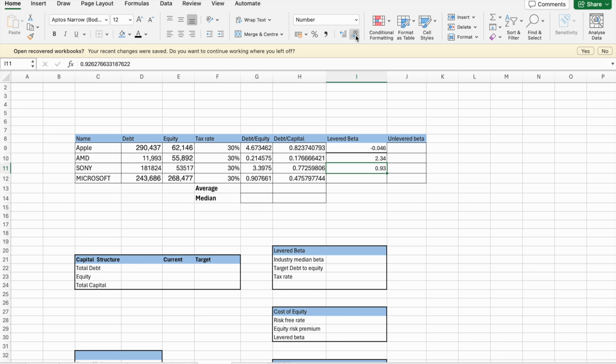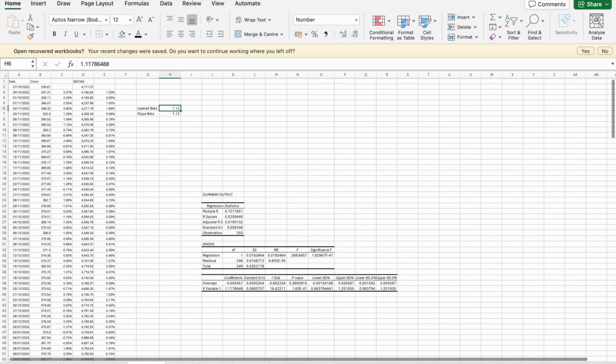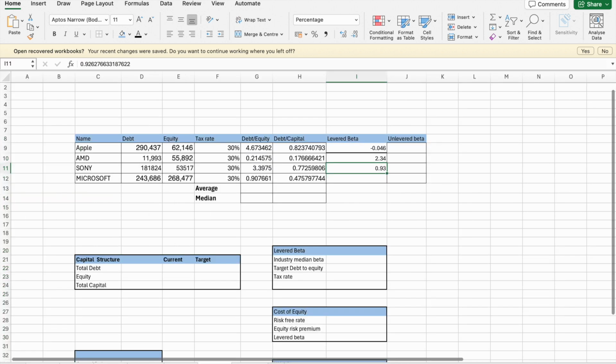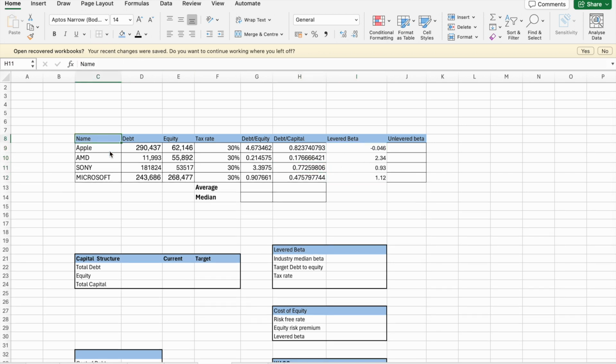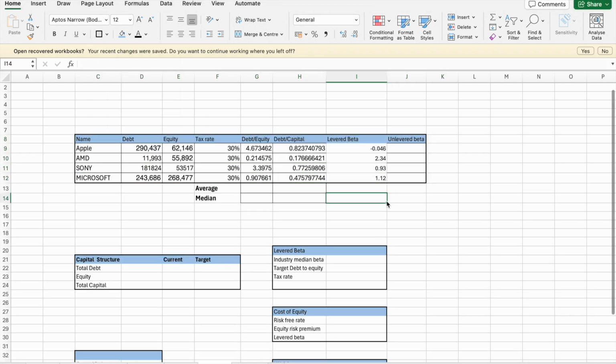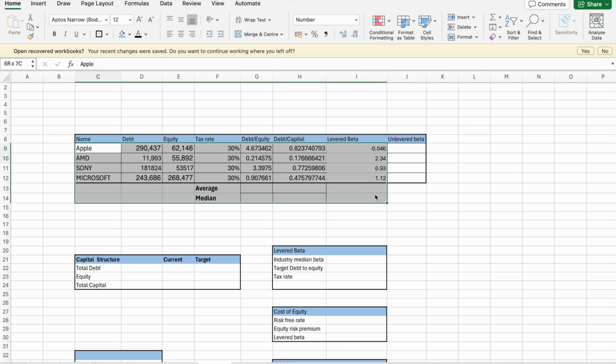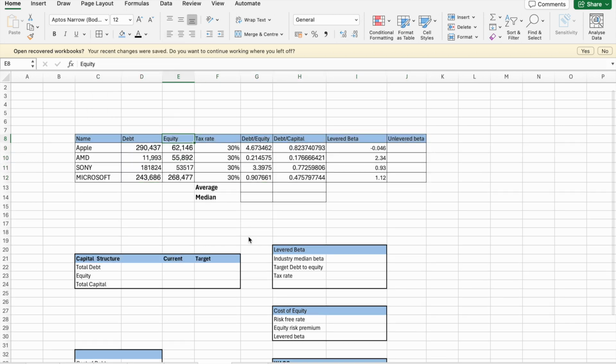The reason we are going to get the unlevered beta is that we are going to exclude the beta exposure from the debt from our beta. So we are going to cut the effect of the debt from our beta and get the beta which is based on the equity, which is the unlevered beta. So our plan is we are going to get the unlevered beta of the 4 companies, and then we are going to get the median.